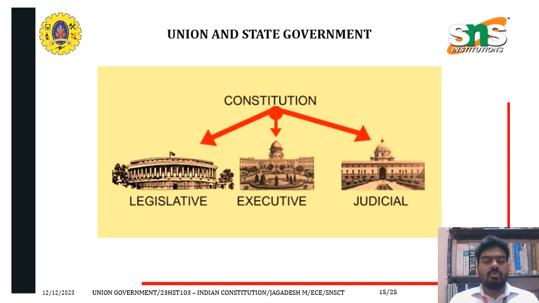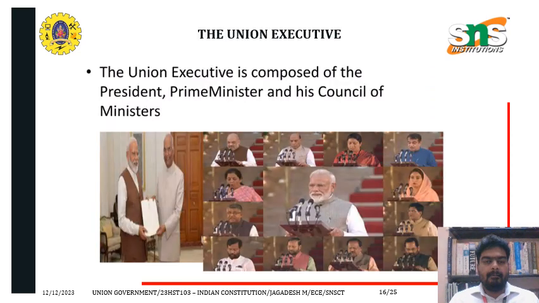If you take the executive in the case of the union government, the prime minister will be there, the president will be there, and the vice president will be there. But in the case of the state, the governor, chief minister, and council of ministers will be there. So that is the difference. The names will differ, but the alignment and the procedures are more or less the same for union and state governments.